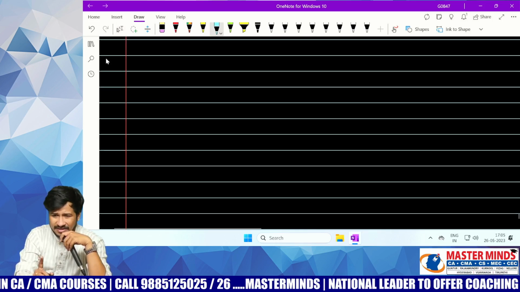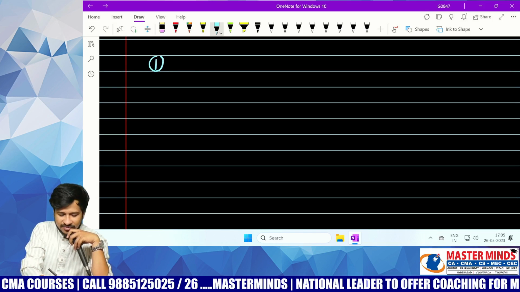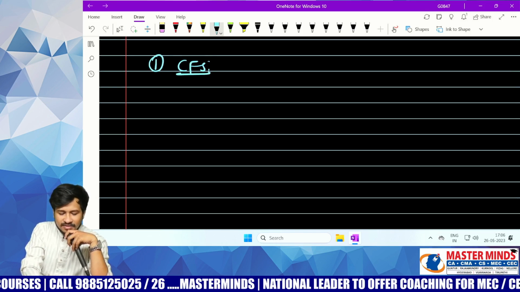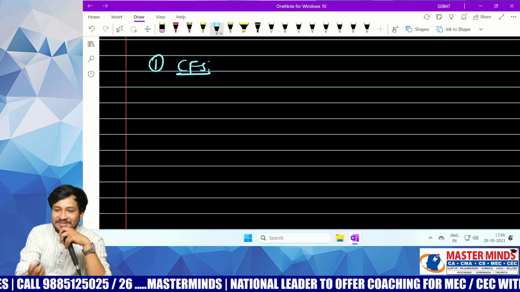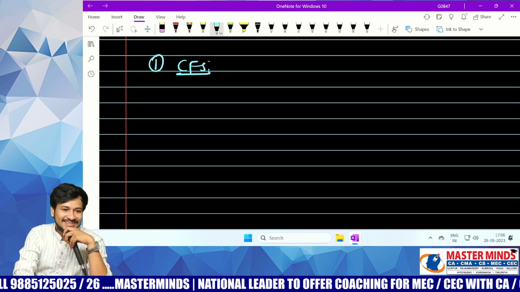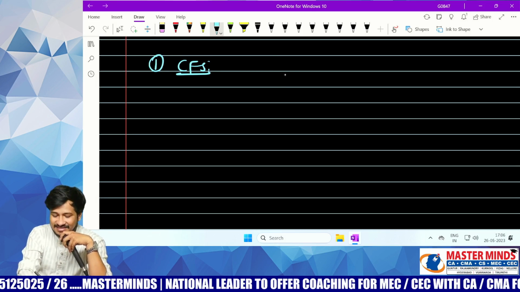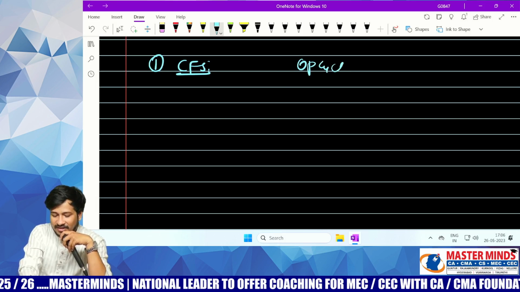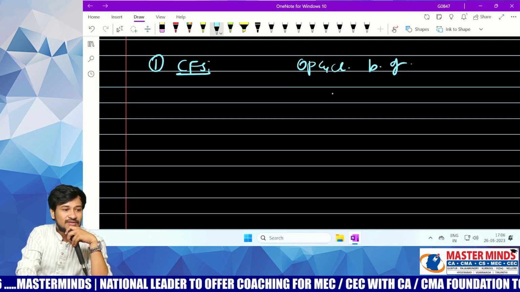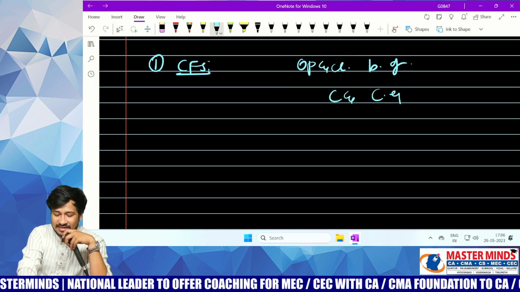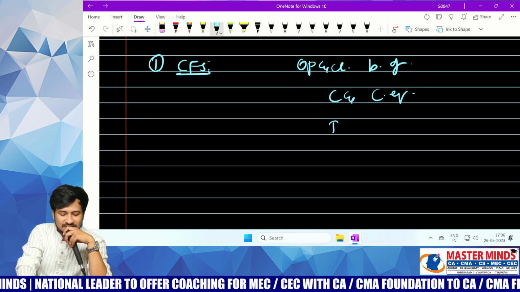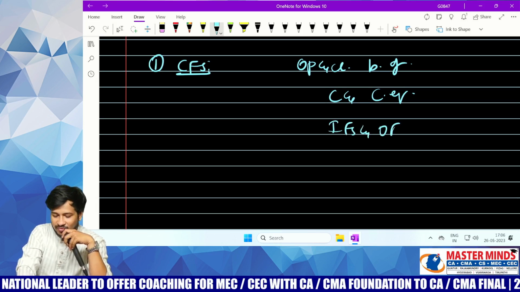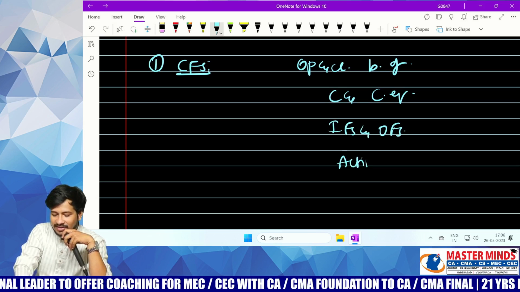Already we have completed one definition. What is definition number 1? A cash flow statement is a statement which reconciles the opening and closing balance of cash and cash equivalents through inflows and outflows with respect to activity-wise.